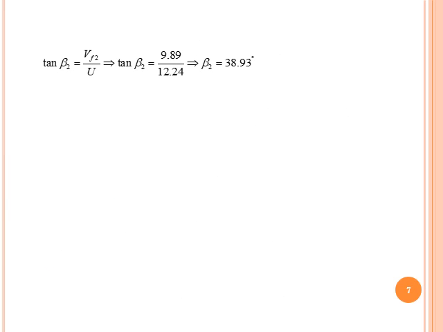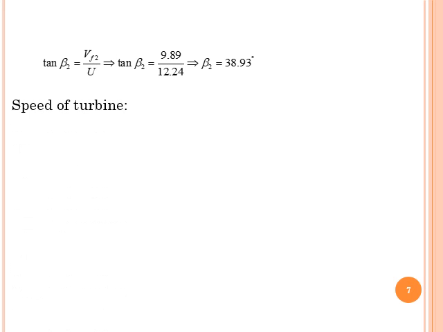Coming to the exit velocity triangle, tan beta 2 is equal to Vf2 by U. So tan beta 2 is equal to 9.89 by 12.24. That means the beta 2 angle, or blade angle at outlet, is equal to 38.93 degree.